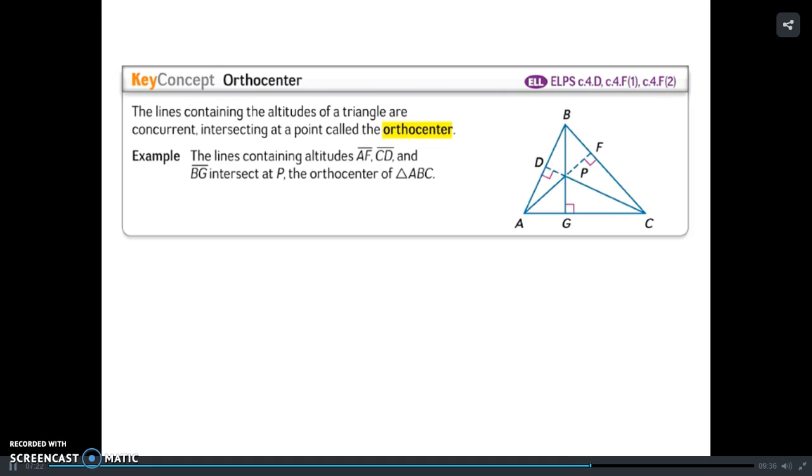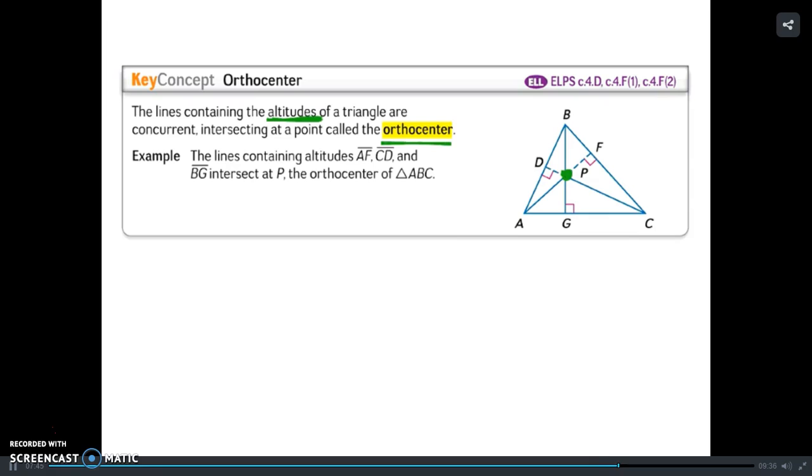And the point where all of the altitudes are concurrent is going to be called the orthocenter. All right? So the orthocenter is the point where if you draw all three of your altitudes, that's the point that you're going to get.